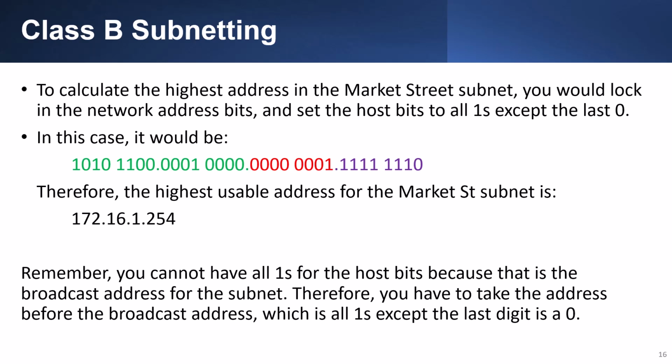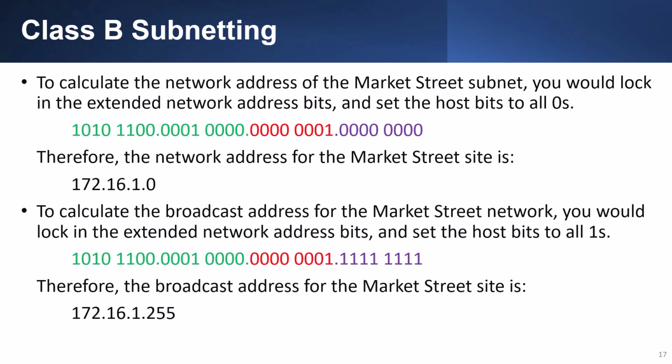Remember, you cannot have all ones for the host bits because that is the broadcast address for the subnet. Therefore, you have to take the address before the broadcast address, which is all ones except for the last digit is a 0. To calculate the network address of the Market Street subnet, you would lock in the extended network address bits and set the host bits to all zeros as shown on the screen. Therefore, the network address for Market Street is 172.16.1.0.